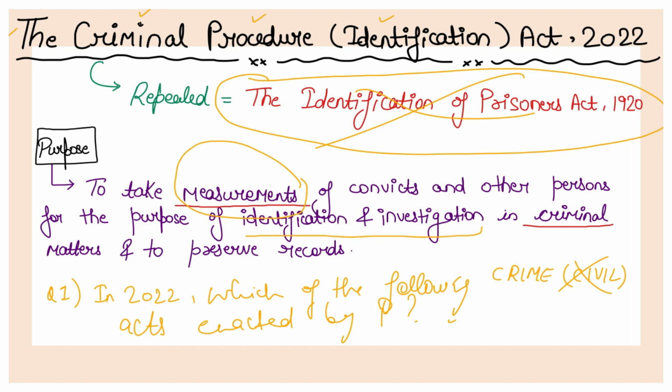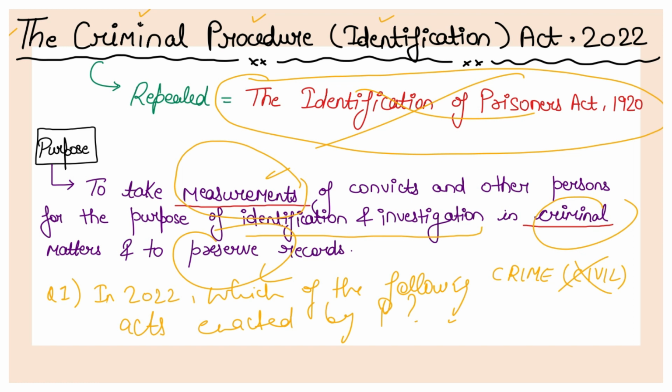And remember the keyword, it is criminal. It means it will not be applicable to the civil laws or civil matters. It is strictly restrained to criminal law. So this act will basically give powers to the authorities to take measurement for the purpose of identification and investigation, and it will also give power to preserve record. We will see what is measurement and how to preserve record, who will preserve record, all of it we are going to look at.